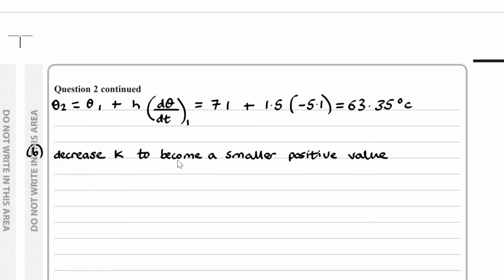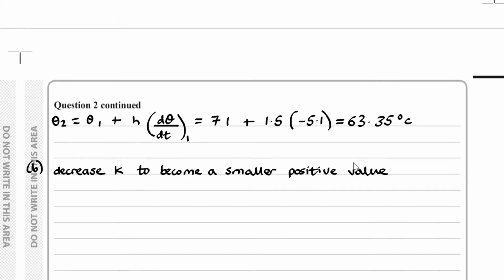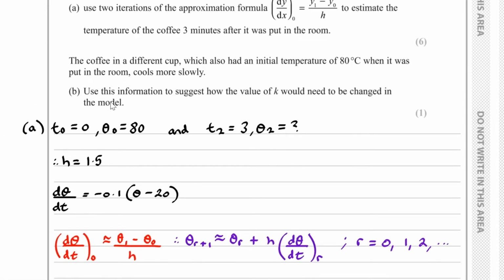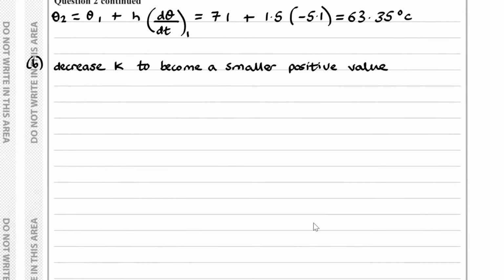We would need to decrease K to become a smaller positive value. Remember, it cools more slowly. That's the key in this question. It cools more slowly. Okay.